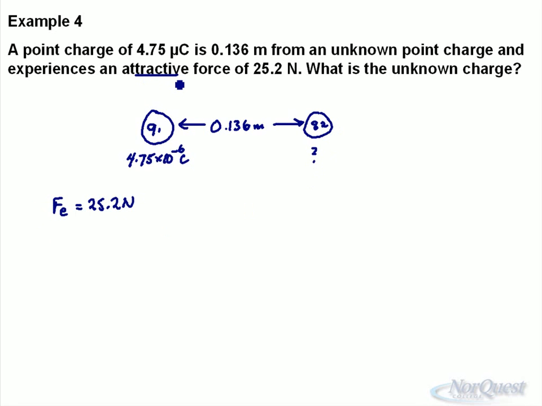If it's attractive, that means one of these charges has to be positive and the other one has to be negative. If they were both positive, it would be a repulsive force. If they're both negative, it would be repulsive. To get attractive, opposites attract. So we automatically know what the sign of Q2 has to be. To be an attractive force, Q2 has to be negative.